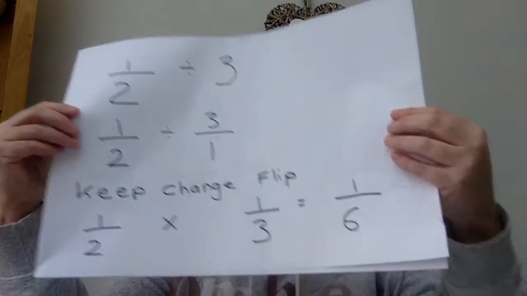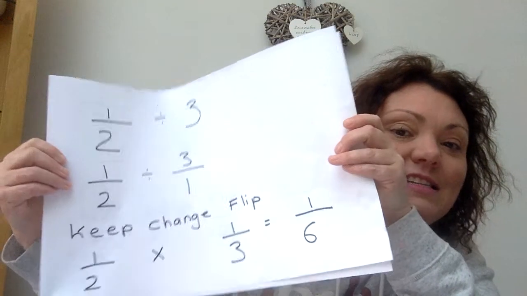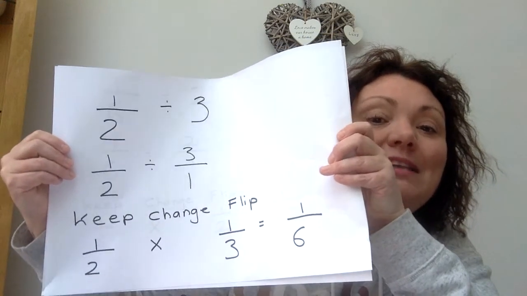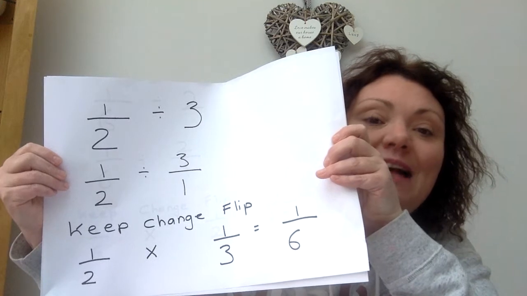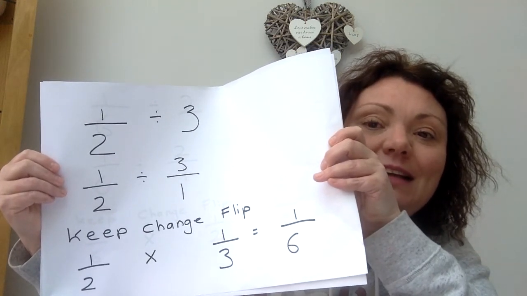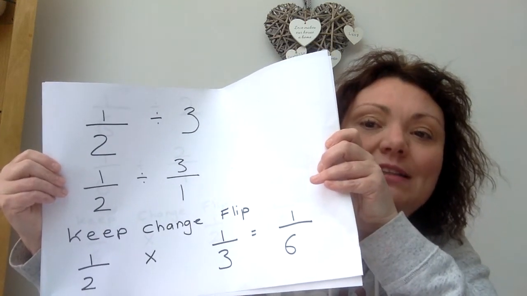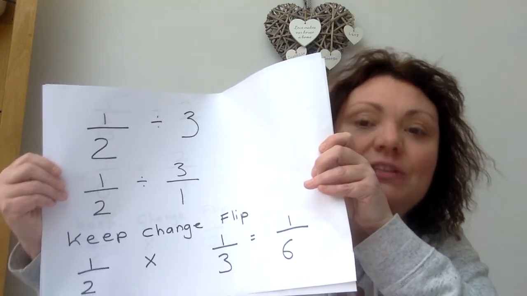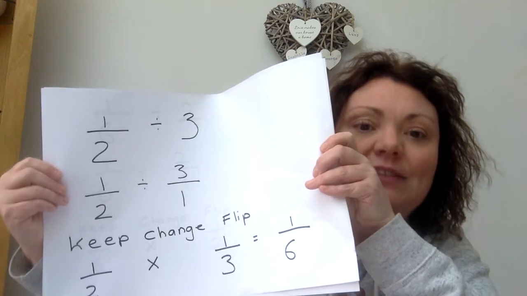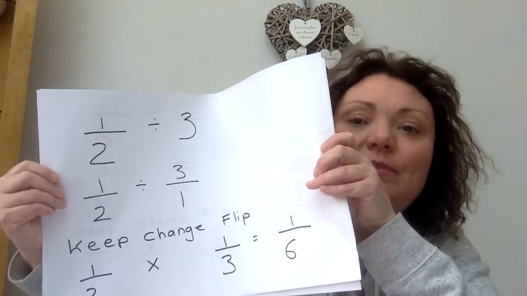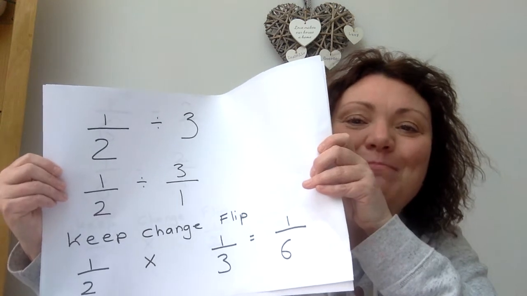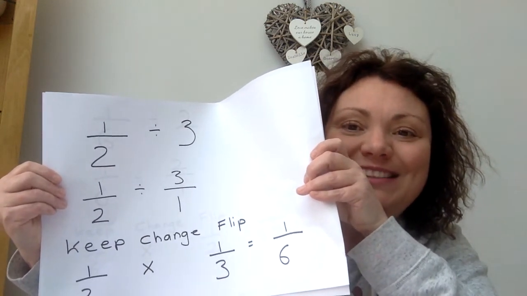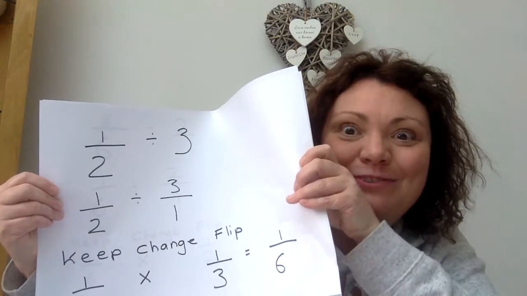So we say 1/2 multiplied by 1/3. So we say 1 times 1 is 1 and 2 times 3 is 6. So it would be 1/6. So remember, keep that half the same, change that division sign to a multiplication sign, flip that 3/1 upside down to 1/3, and then multiply it like you usually would. 1 times 1 is 1, 2 times 3 is 6. I hope you were able to follow that.